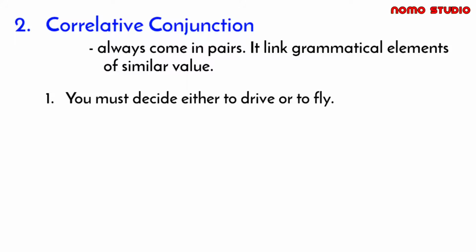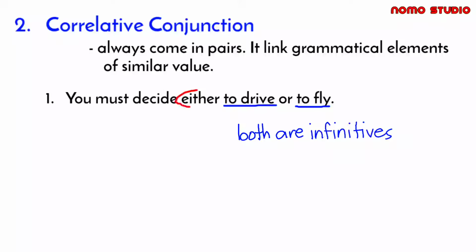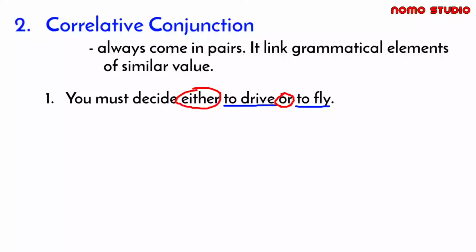You must decide either to drive or to fly. In this example, to drive and to fly are both infinitives. Again, if we use correlative conjunctions, the 2 elements must be of the same grammatical structure. That means, if this side is a verb, this side here must also be a verb. If this side is a noun, this side here must also be a noun, and so on. Did you get it? Next example.